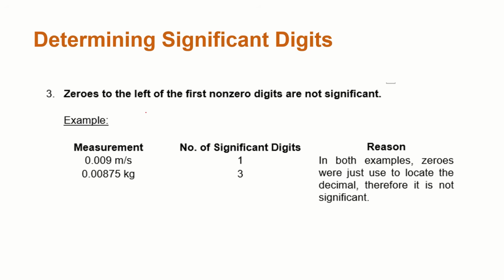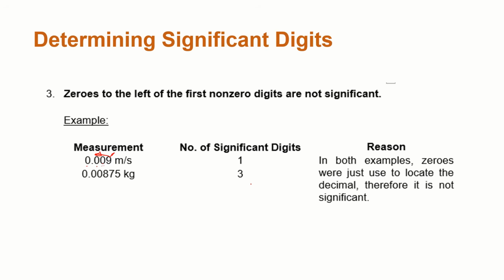So again, zeros between two non-zero are significant. Rule number 3, zeros to the left of the first non-zero digit are not significant. So for example, ito 0.009 meter per second. So dito, ito yung first non-zero number natin, di ba? So meron tayong 0 to the left side of this number. So these zeros are not significant. Therefore, isa lang yung significant number natin.